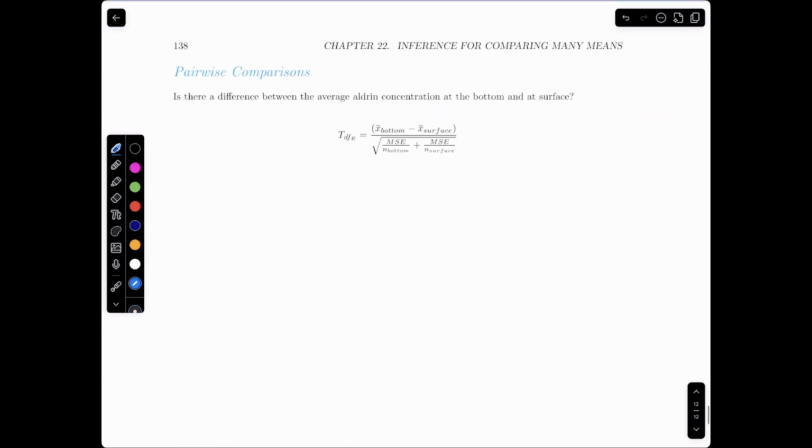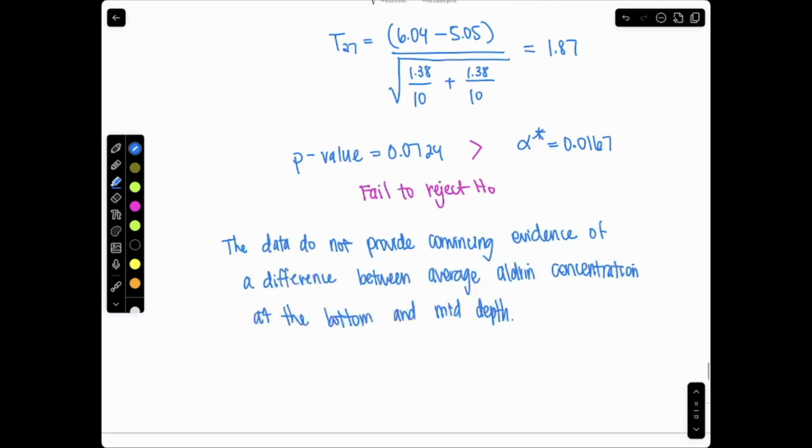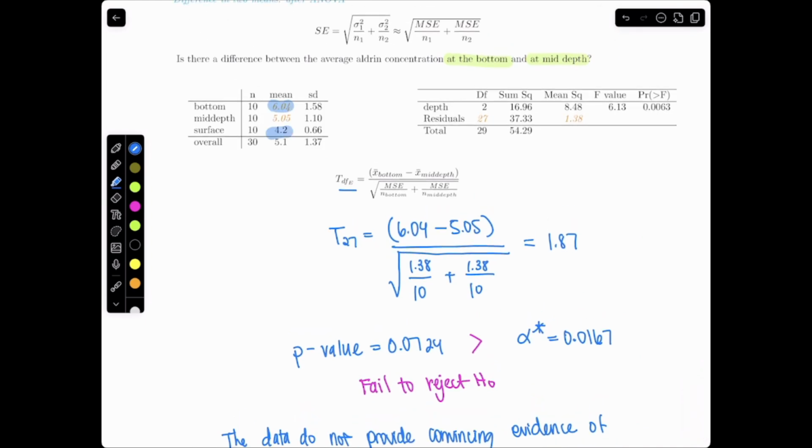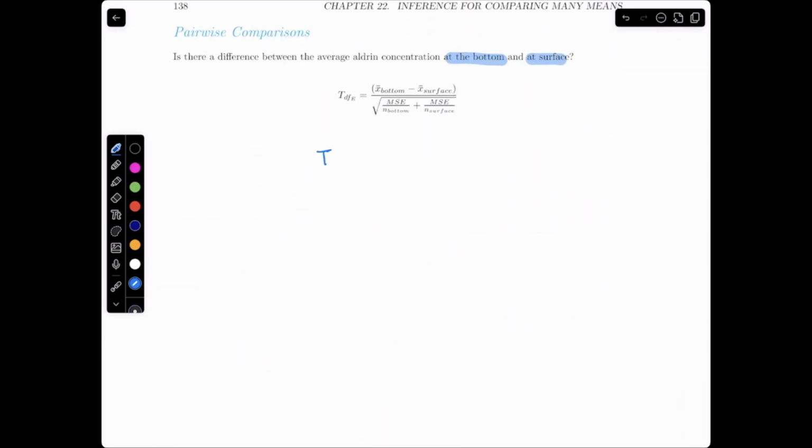So let's do one more comparison. This time we'll be looking at the difference in Aldrin concentration at the bottom and at the surface. Okay, so we have our summary stats up here. We're still using our mean squared error and our residual, so the only thing that's really going to change this time is this value. Our t-score is still with 27 degrees of freedom. The mean Aldrin concentration at the bottom was 6.04, and at the surface it was 4.2. And our pooled standard error is still 1.38 divided by 10 plus 1.38 divided by 10. This gives us a t-score of 3.47.